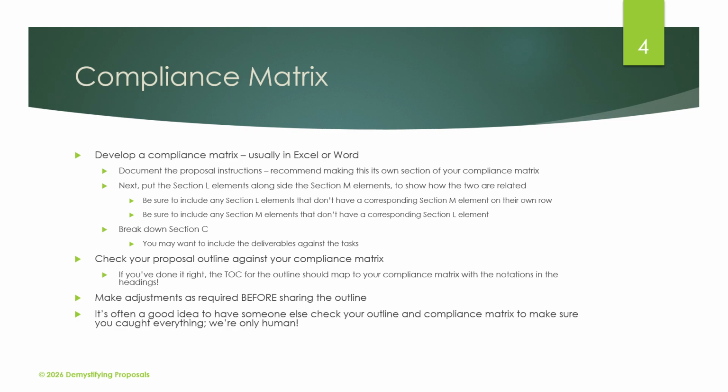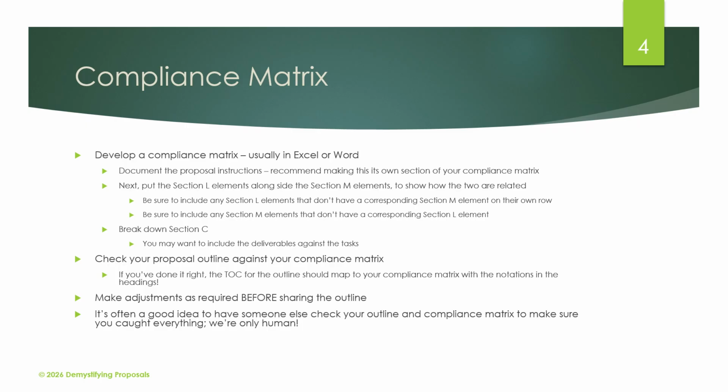You want to check your proposal outline against your compliance matrix. If you've done it right, the table of contents for the outline should map to your compliance matrix with the notations in the headings. So one of the things we always advise is in your outline, you put in the headings in parenthetical, or I usually use brackets, the section L and M and C requirements that particular heading is meant to address. This is guidance for not only the evaluators, but also for any reviewers that are reading your proposal. That way they know what that section is meant to respond to from the instructions and the procurement itself.